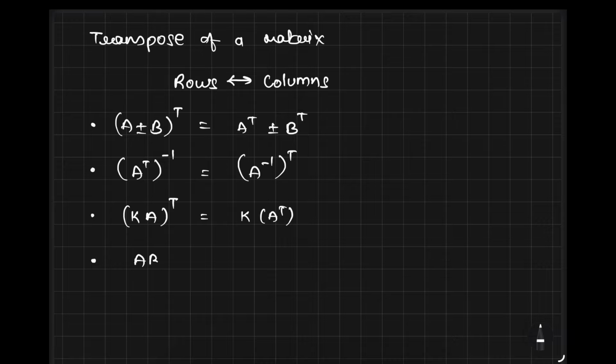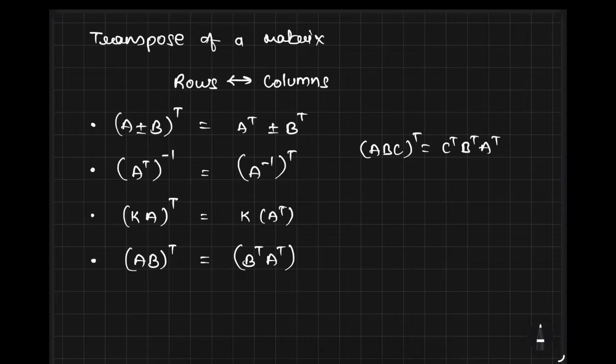Now we have (AB) transpose, if it is in product. If it is in product, it will change its behavior. It will become B transpose A transpose. Or if we have (ABC) transpose, we have to write C transpose B transpose A transpose. It is like the shoes and socks method. Suppose you have to wear socks and shoes, so you will put socks first and then shoes, but whenever you have to remove them, you will remove shoes first and then socks.